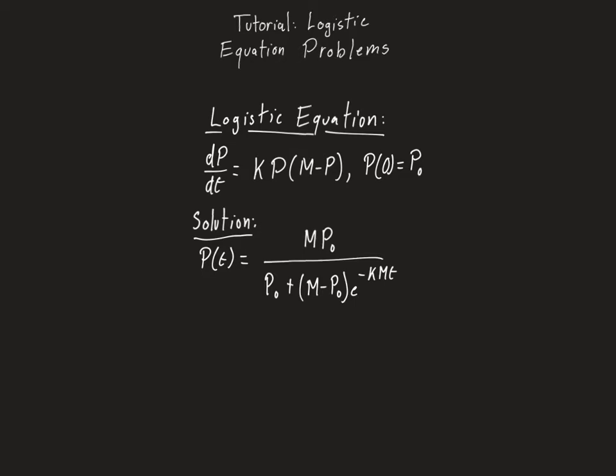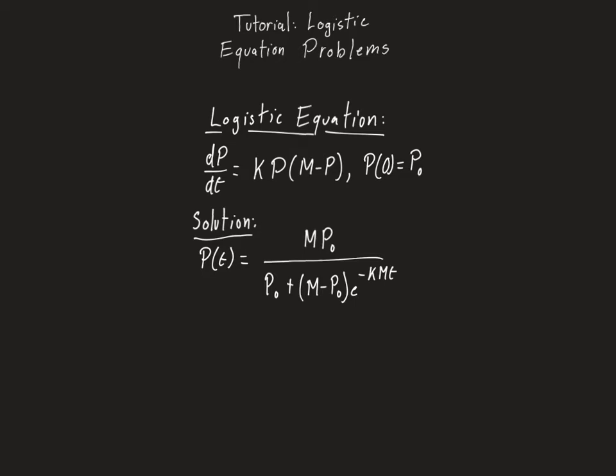Now, as a quick reminder, I have already written up here on the screen the format of the logistic equation, which always shows up in the form dP/dt, where of course P is population, t is time, is equal to k times P times (M minus P). Keep in mind here that both k and M must be constants. And of course we're going to have an initial condition, P(0) equals P_0.